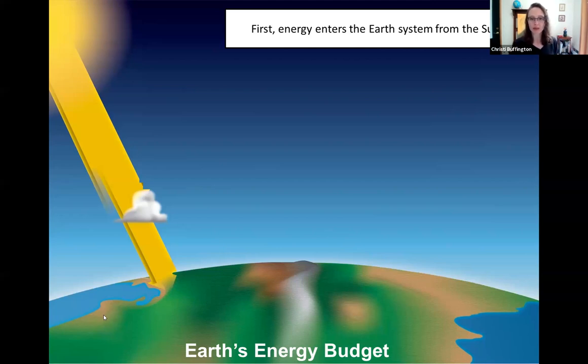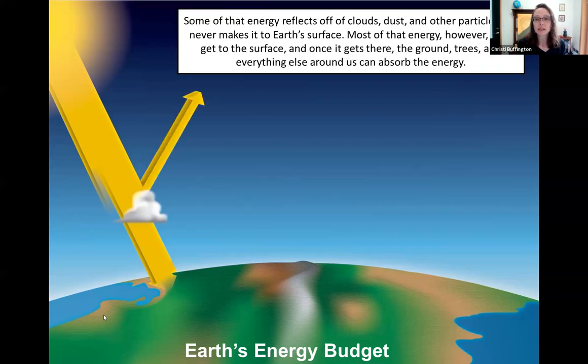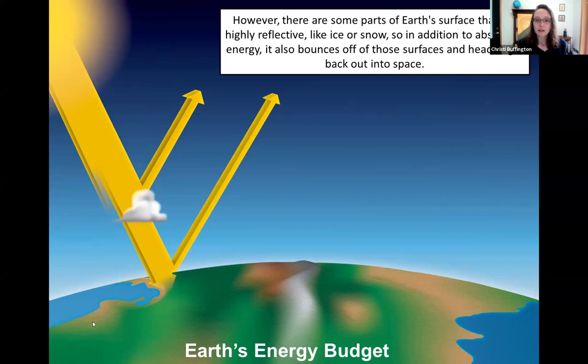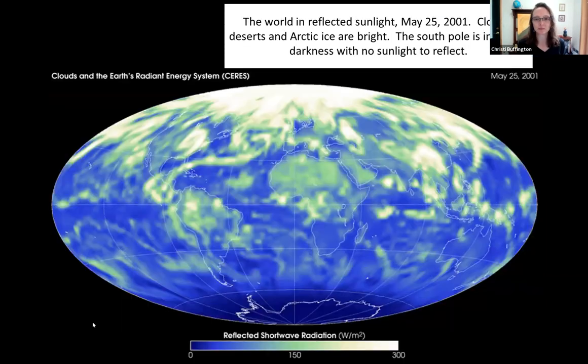Here's our energy budget described step by step. Energy enters the Earth system from the sun. Some of that gets reflected. You can see here that this cloud is reflecting visible light and energy back to space. But once it gets to the surface, the ground, the trees, everything else, especially the oceans, can absorb the energy. But some of the surface is white and snow. And so that will reflect energy and bounce it right back out to space.